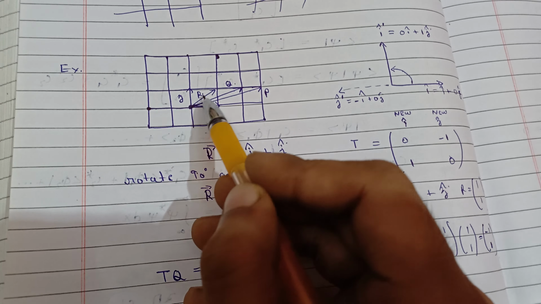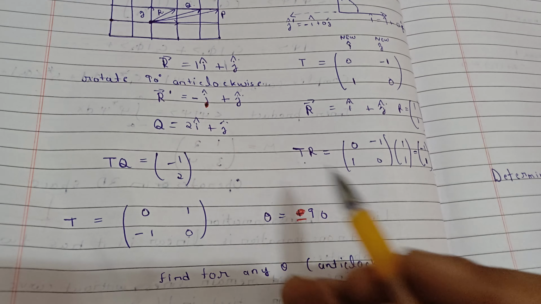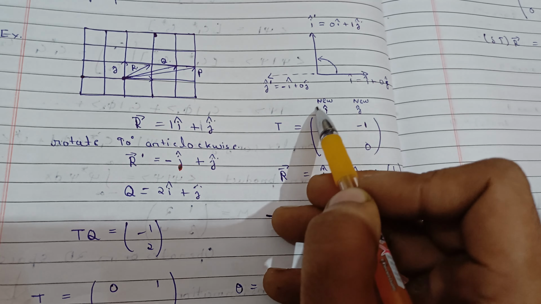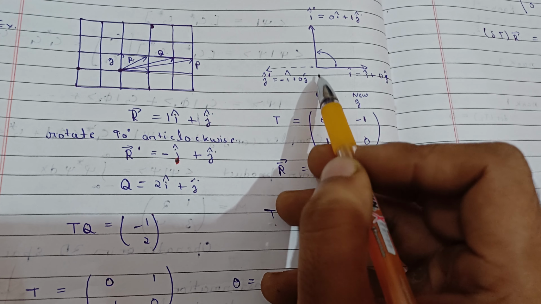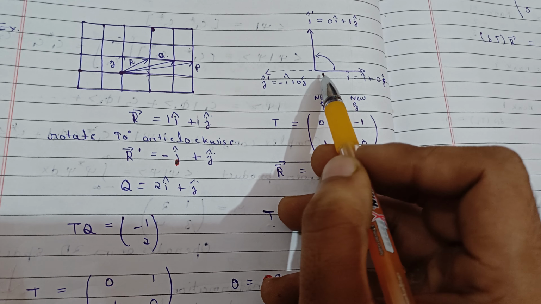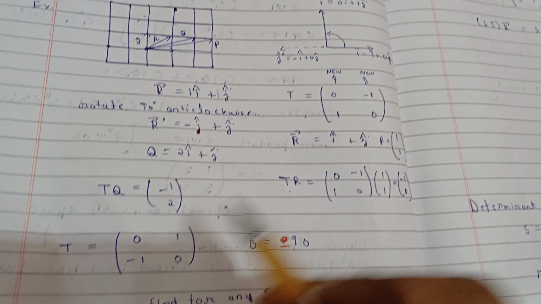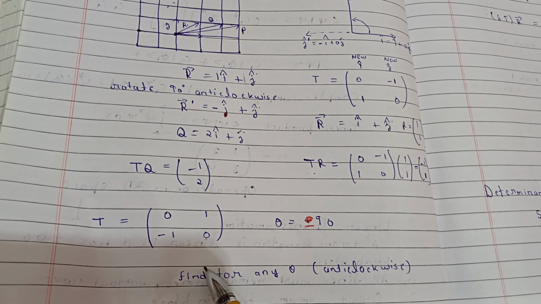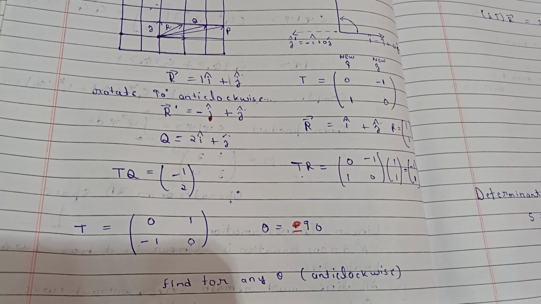So you can rotate it clockwise also. Let's see, if we rotate it clockwise, then what will be your transformation matrix. Now this i will go here and j will go here. So the new coordinate for i is 0 i minus 1 j, so it will be 0 minus 1, and for j it will be 1 i cap plus 0 j cap, so it will be 1 0. So this is the transformation matrix for the clockwise 90-degree rotation.